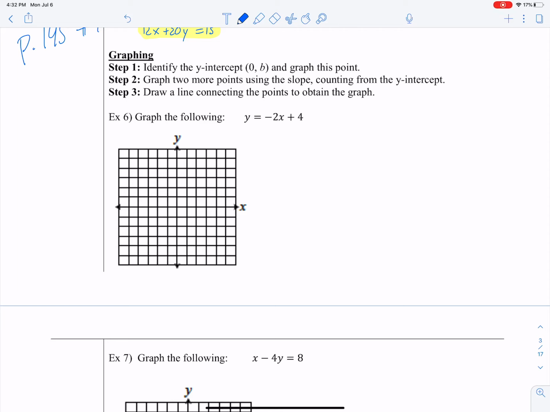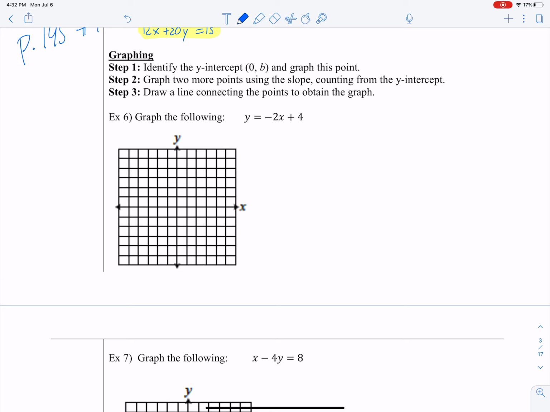So this is 5.1a, part 3. In this part, we're going to look at graphing equations. We're going to start when an equation is in slope-intercept form. The first thing you have to do is identify the y-intercept. In slope-intercept form, the y-intercept is this number right at the end.